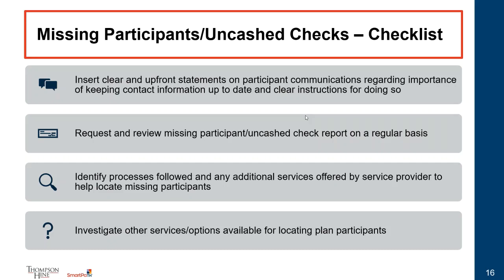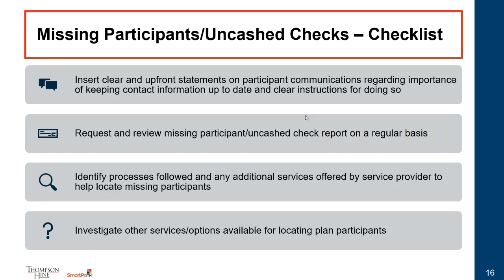You should also, as I mentioned, ask for a report from your record keeper of anyone that they may have flagged as missing. And this hopefully would include anybody whose mail has been returned as undeliverable, for example. Hopefully a record keeper is tracking that and is able to provide a report with this list, or anybody who was sent an email that bounced back. And in addition, an uncashed check report.